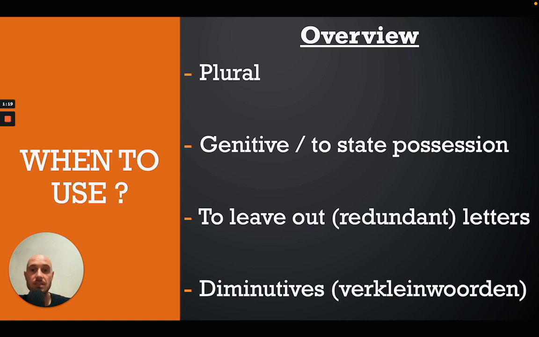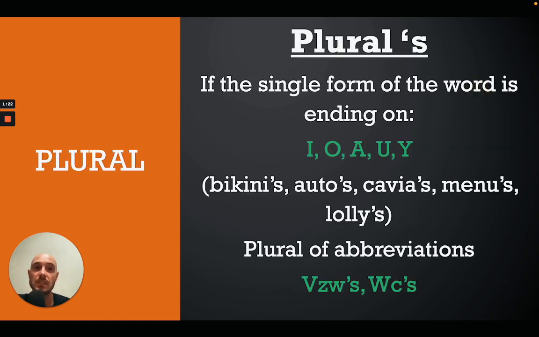Okay, let's go straight for the first one, and the first one is the plural. We have a plural in Dutch which is apostrophe s. And when do we do that? Well, basically if the singular form of the word ends on an I, an O, an A, a U, or a Y, to put it in the plural, we add an apostrophe s. As you can see, it's all the vowels and the Y, and we leave out the E. So all the vowels with the exception of the E.